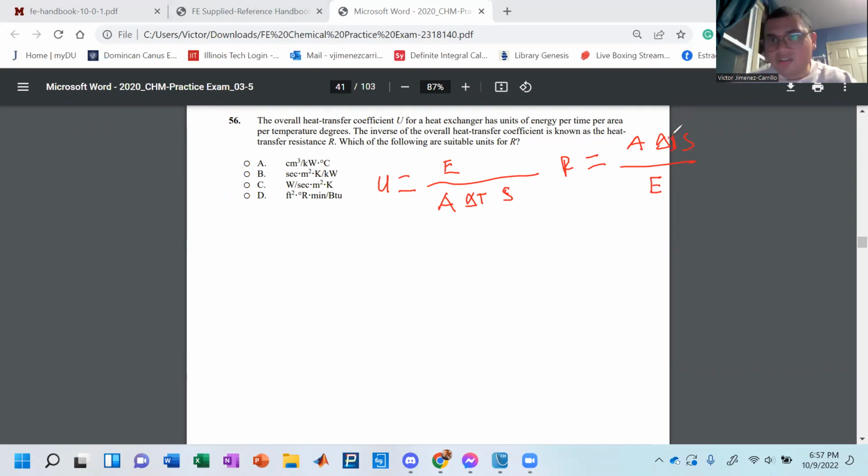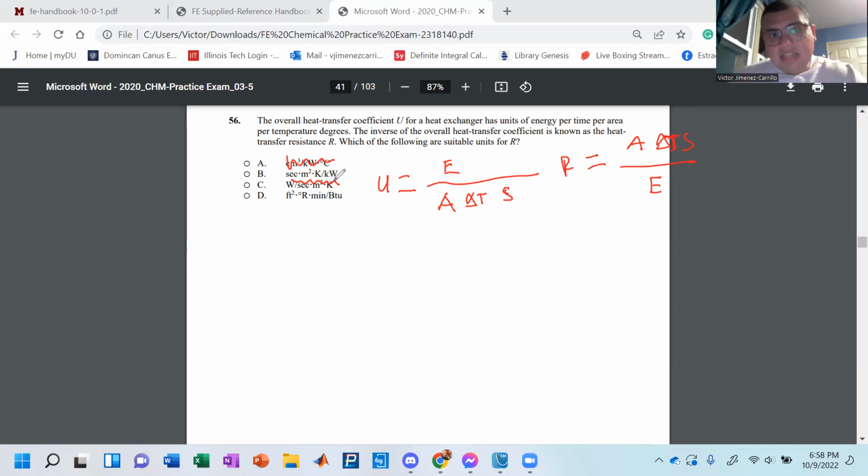You need to know what exactly I just told you. And that is the units. So which of these are suitable? Well, immediately, if we're doing R, cannot have centimeters cubed on top. It cannot have seconds. It cannot have W on top. So your only two real answers left are B and D.